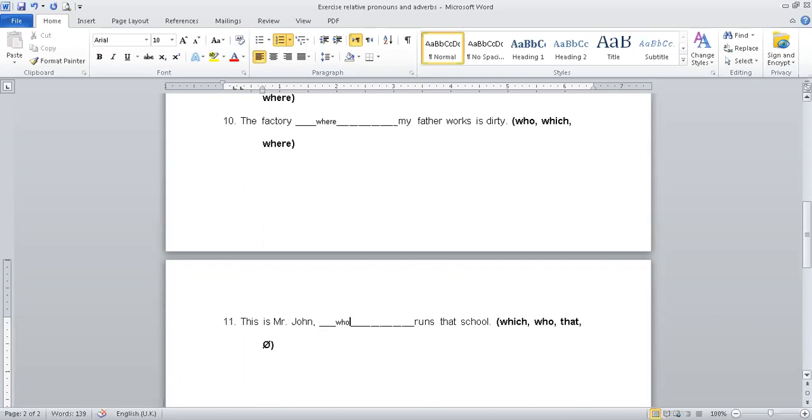Okay, look at this sign between brackets. If you find this sign among the options, it means you can use nothing. You can drop any relative pronoun or adverb in the sentence. It means we don't use a relative pronoun or relative adverb. Okay.